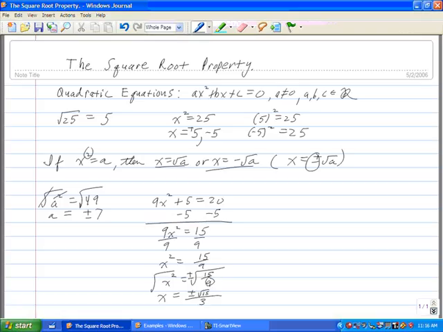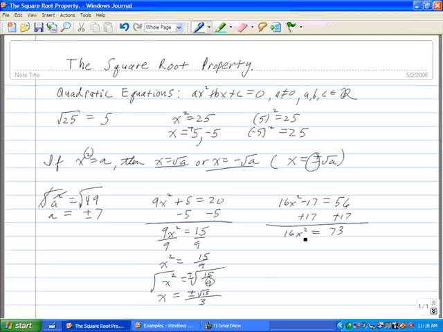Now let's look at another example like that one. Let's look at 16x squared minus 17 equaling 56. I will first add the 17 to both sides, and I get that 16x squared is going to equal 73.